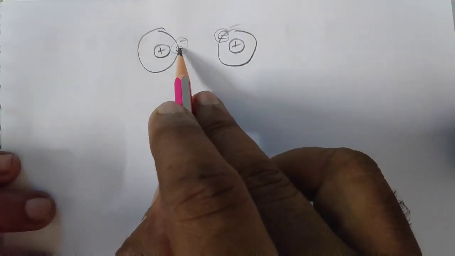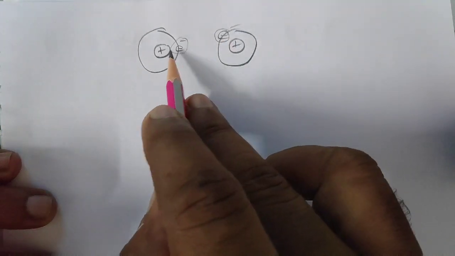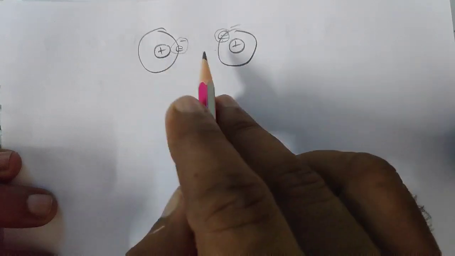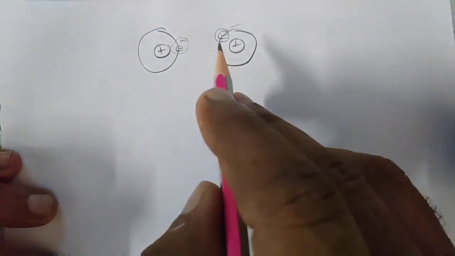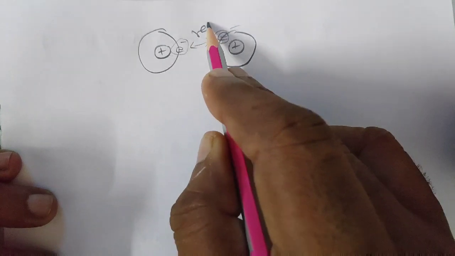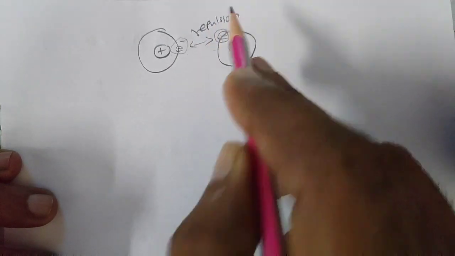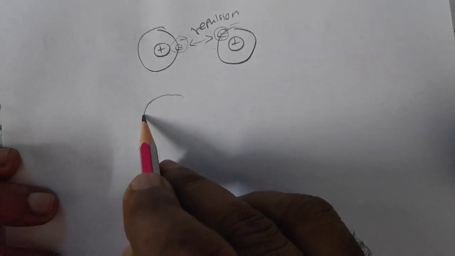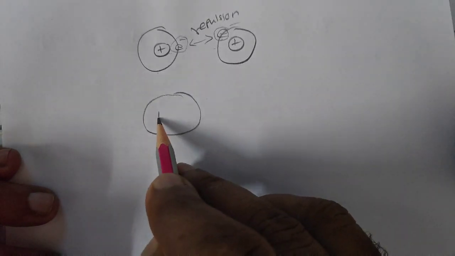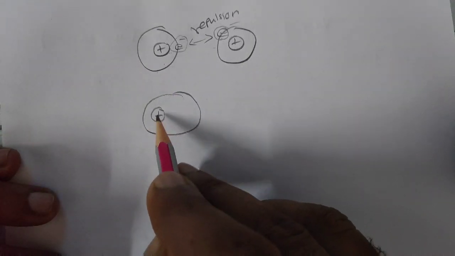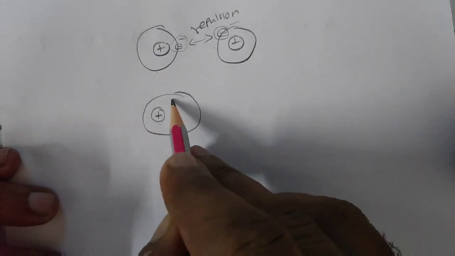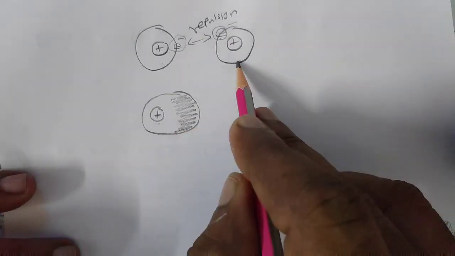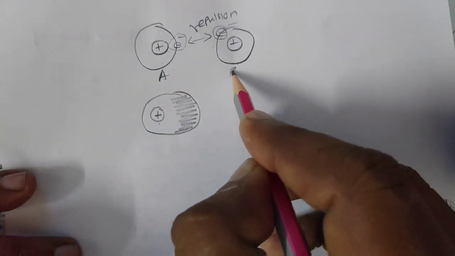Now what happens? Due to the same charge, when they come near to each other, this atom's electron and that atom's electron will try to move away from each other because of repulsion. So what will happen in this case? In this atom, all the protons will come on one side, and electron charges will be on the other side. Same way for this atom. This is atom A, this is atom B.